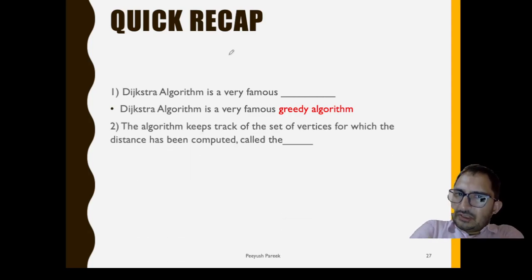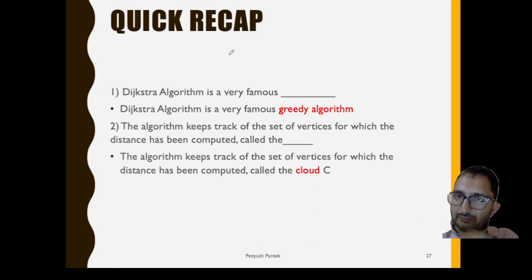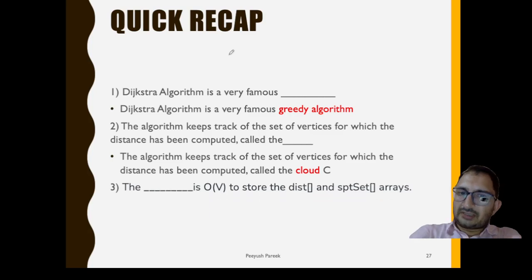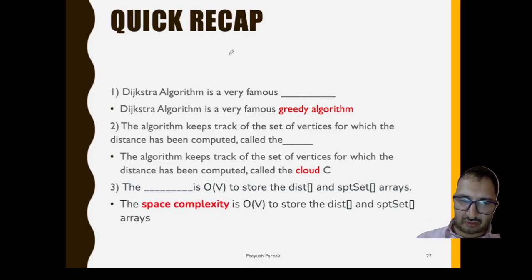Question number 2. The algorithm keeps track of the set of vertices for which the distance has been computed. What is it called? Think. Yes, it is the cloud. Very nice. The 3rd question. The dash is the, yes, so we store the distance array. Yes, very nice. It is space complexity.